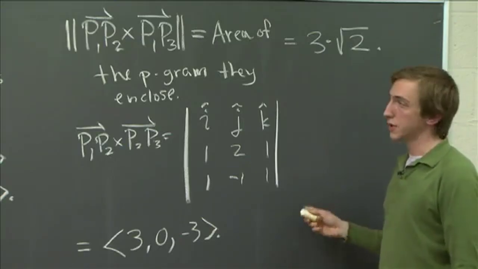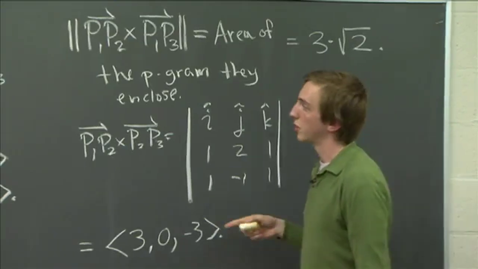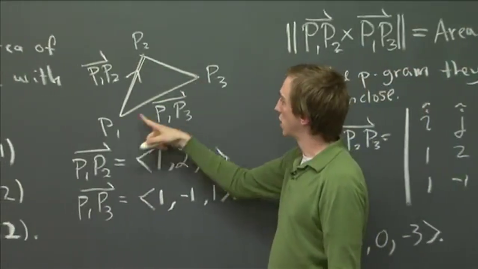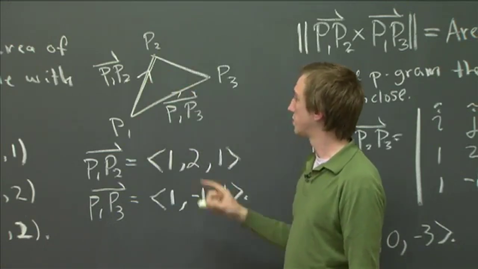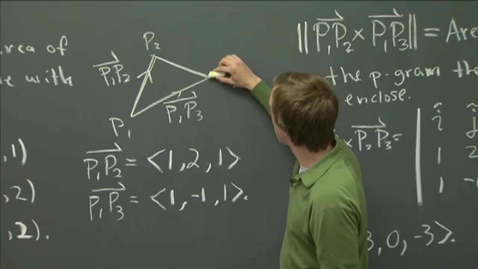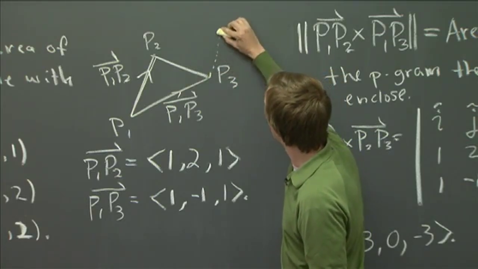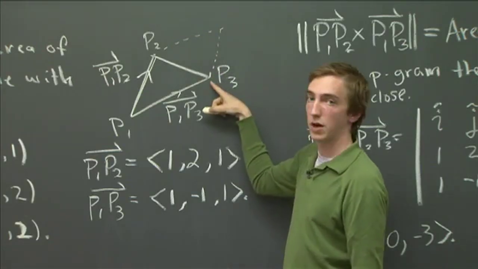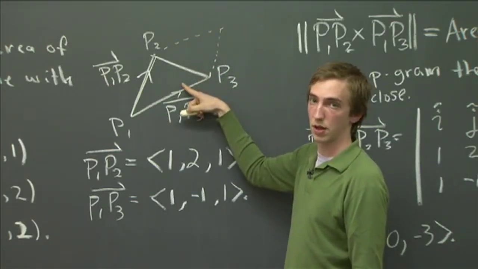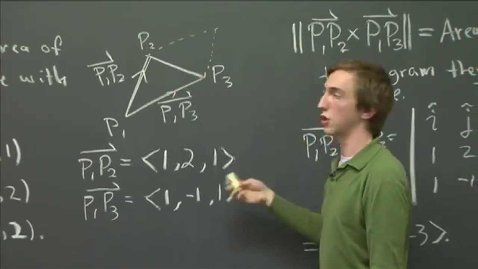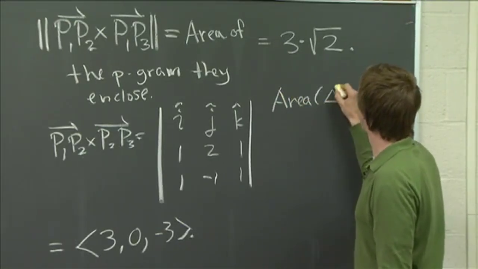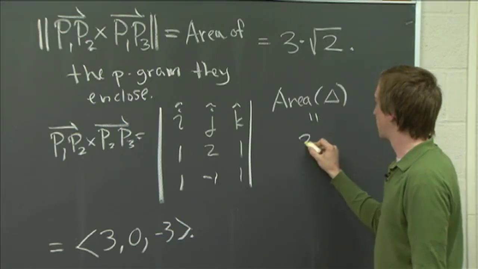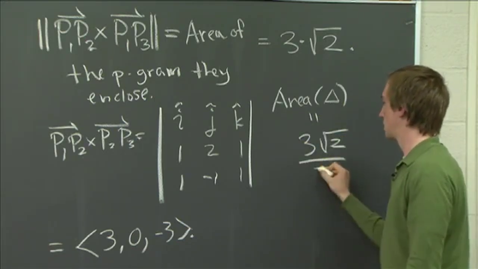So we're almost done, but let's go back and look at what we had to start with. We were interested in the triangle over here, which was enclosed by the vectors P1P2 and P1P3. And what we just computed is actually the area of this parallelogram, which, as you can see, is twice the area of the triangle that we're actually interested in. So going back over here, we see that we just need to divide 3 root 2 by 2 to get the area of the triangle. Okay, and I'll leave it at that.